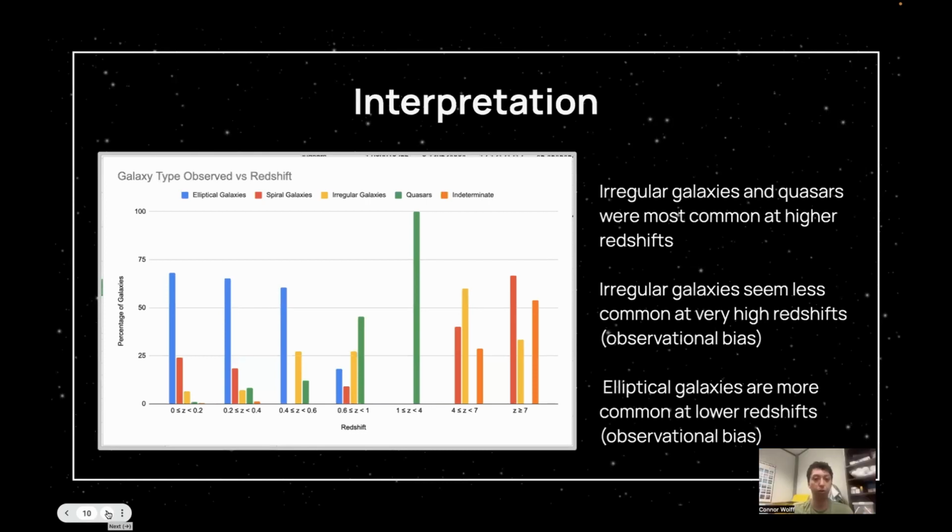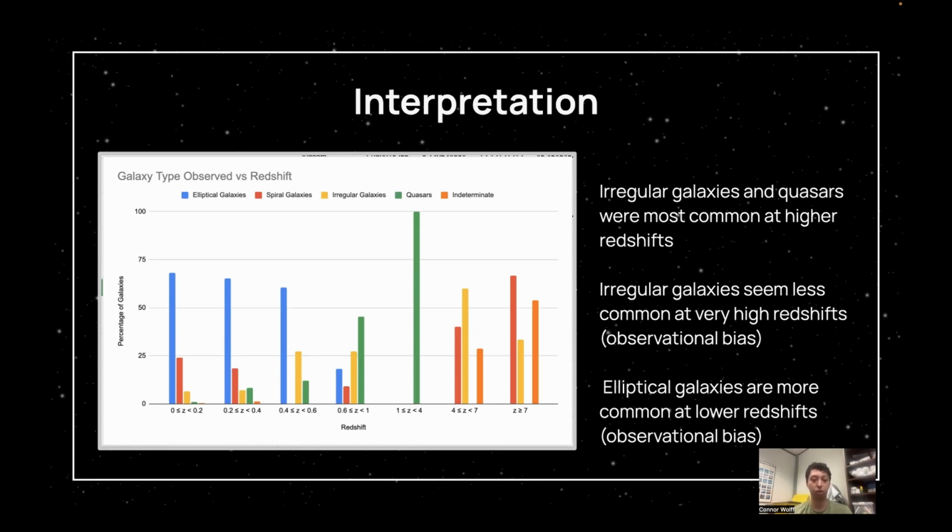As seen in the figure, we found that irregular galaxies as a percentage of total galaxies were most common at higher redshifts, but their frequency dropped at very high redshifts. We had very few data points in that range, so that might explain this effect. Elliptical galaxies, both dwarf and giant ones, were more common at lower redshifts. Giant elliptical galaxies are believed to form due to galactic collisions between irregular and spiral galaxies, which can be explained with our results, as giant elliptical galaxies may not have had time to form in the early universe.